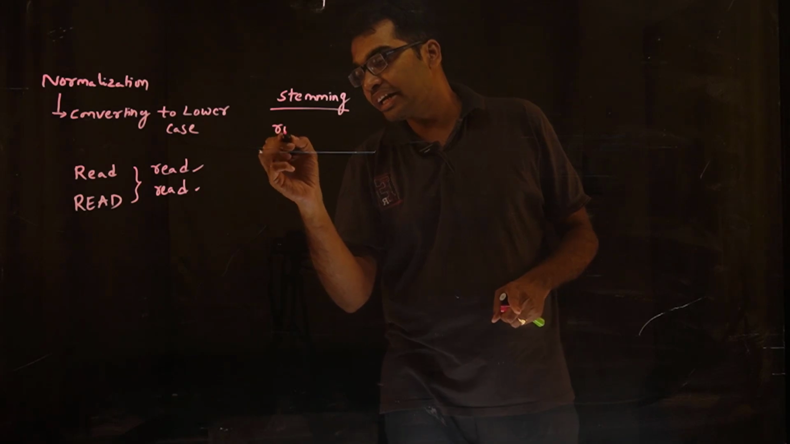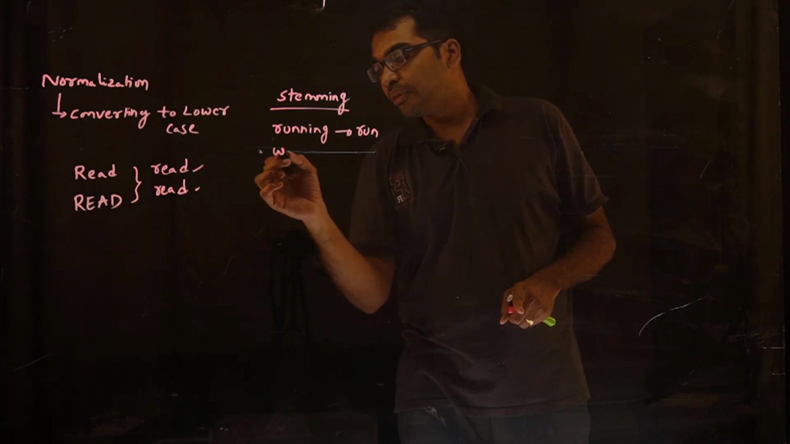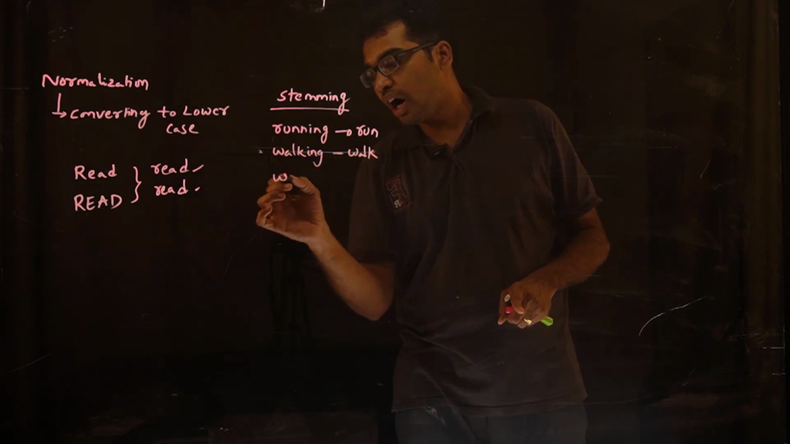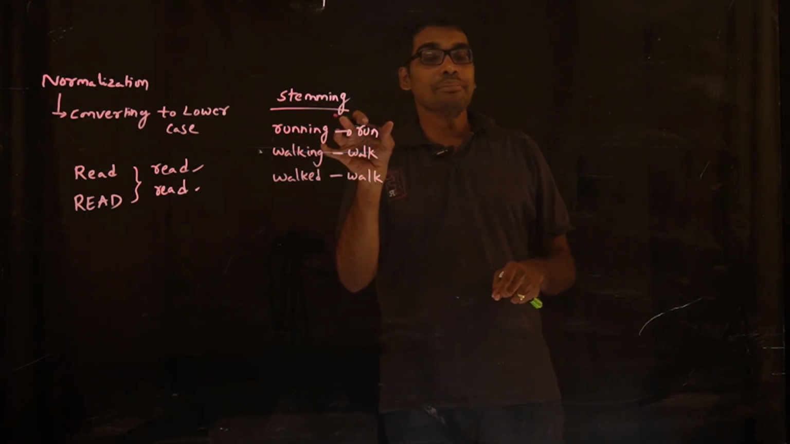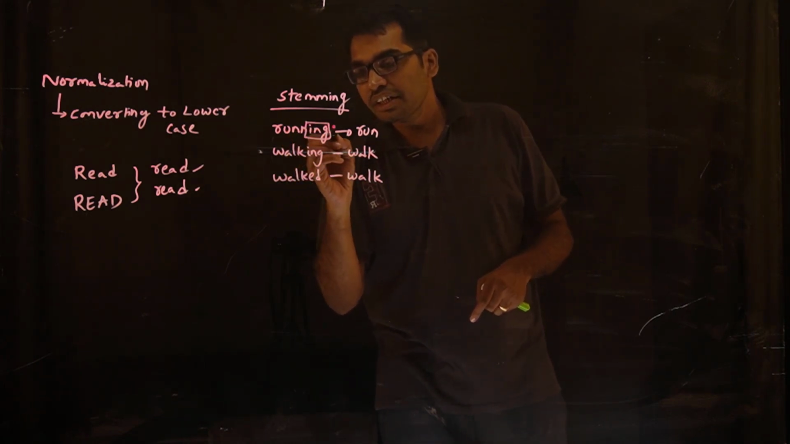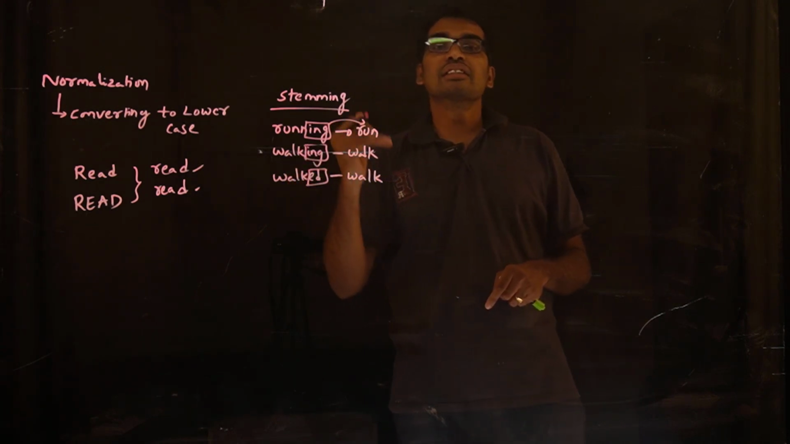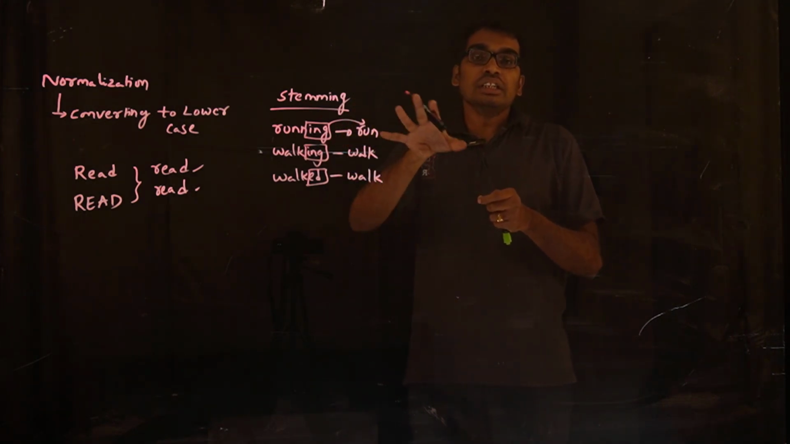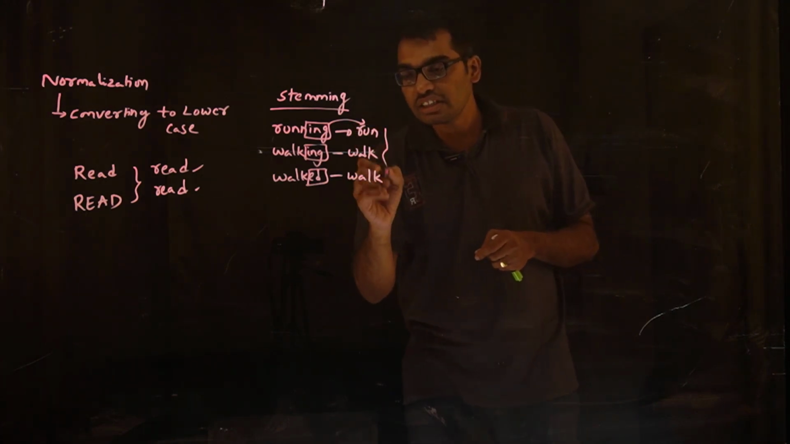For example, running will convert to run. Similarly, walking will convert to walk, and similarly walked is also walk. So basically, stemming is a rule-based system. Rule-based means all the ing forms you see will be trimmed, and similarly the ed forms, and there are a lot like this. These are the short forms, or root forms, or base forms, and those are called stem words.